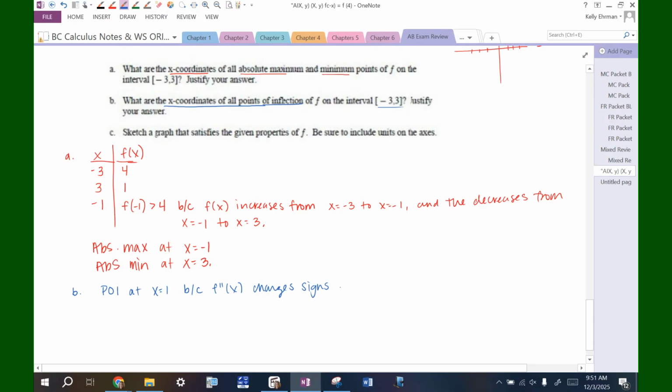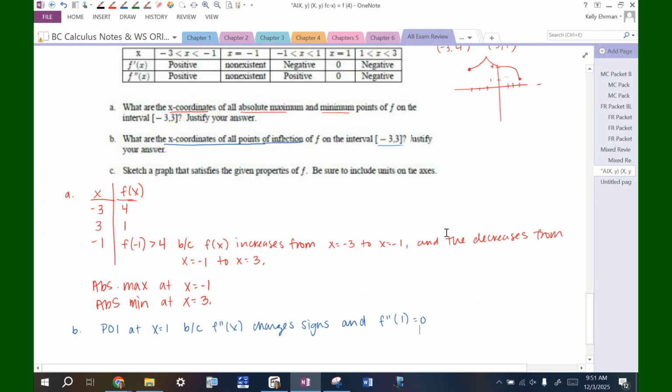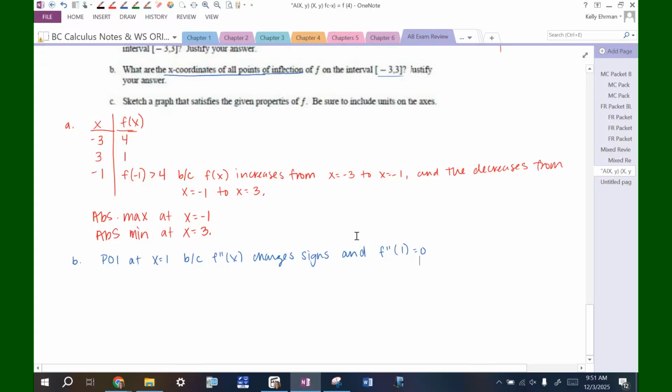I don't know if this is redundant, but if f double prime is changing signs, it definitely hits 0 at x equals 1. But I'm just going to throw it in there: f double prime of 1 equals 0, or you could say it is undefined if that were the case there, because those two things kind of need to happen. The equal to 0 or equal to undefined makes it a possible inflection point, and the changing signs is what makes it an actual point of inflection.